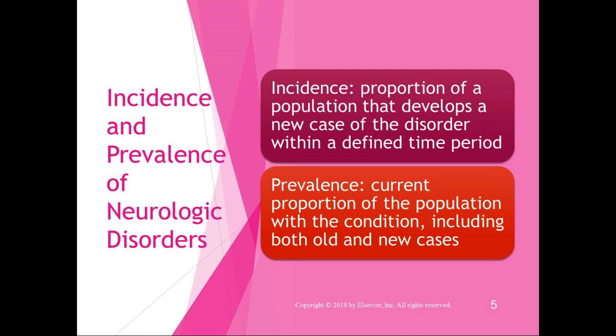So the incidence is the proportion of a population that develops a new case of the disorder within a defined time period. So we'll talk about the incidence of Parkinson's in a population over the last year. So the prevalence is the current proportion of the population with the condition, including both old and new cases. So for the same disease, we'd say this proportion of the population has Parkinson's at this moment in time. So incidence is new ones that develop over a defined time period. Prevalence is who has it right now, both old and new cases.